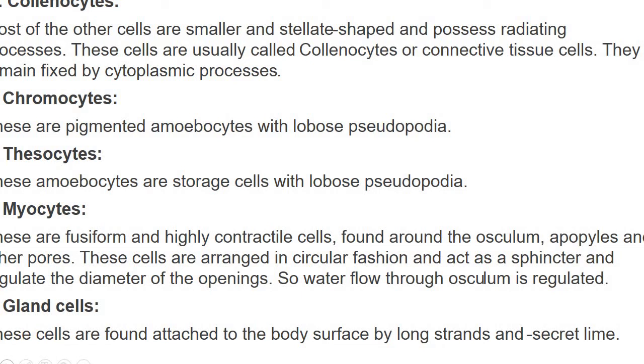Next, the gland cells. These cells are found attached to the body surface by long strands and secrete some mucous substances so that this sycon gets attached itself. Now we know sycon is the sedentary form or sessile form. It needs some material to get attached to any other substratum. So it is these gland cells which are going to secrete some substances so that they attach to the substratum.